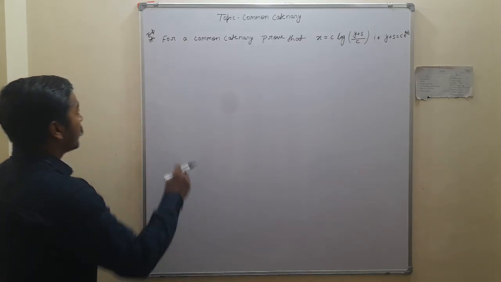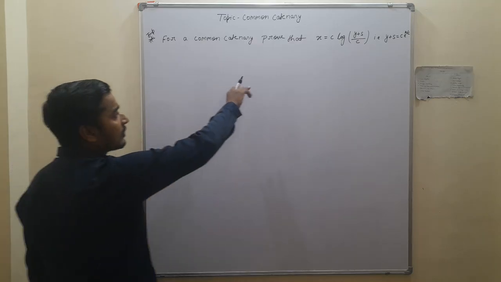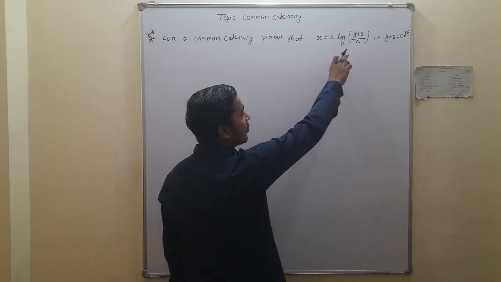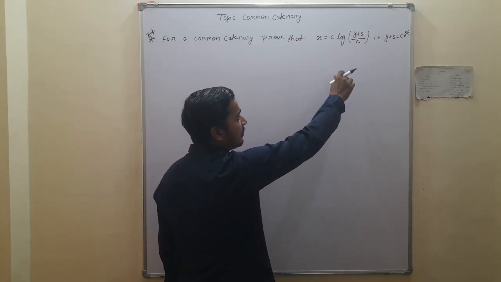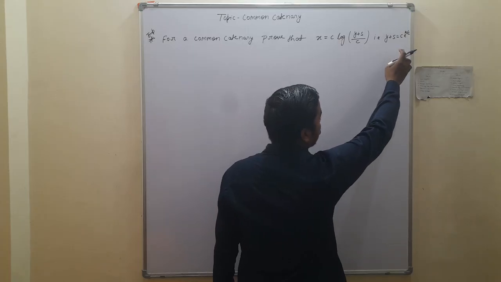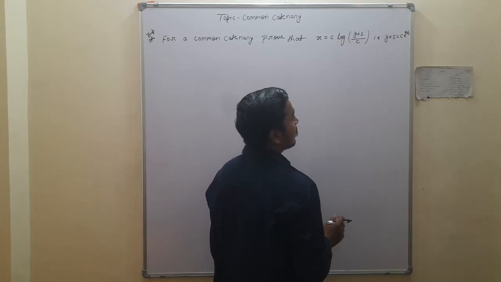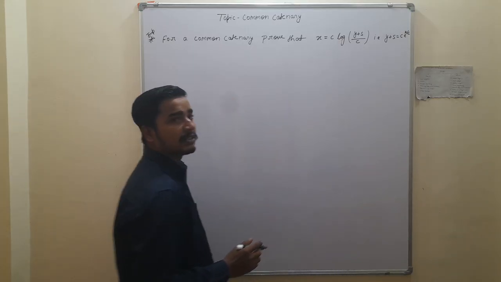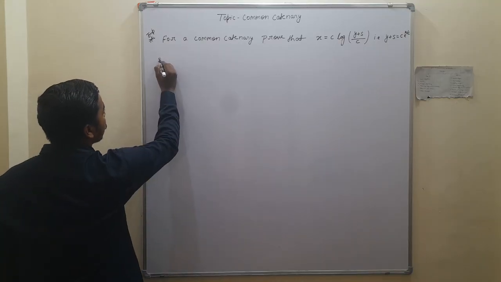The question is: for a common catenary, prove that x is equal to c log of (y plus s) upon c, and or y plus s is equal to c into e to the power x by c. Let's solve the problem.